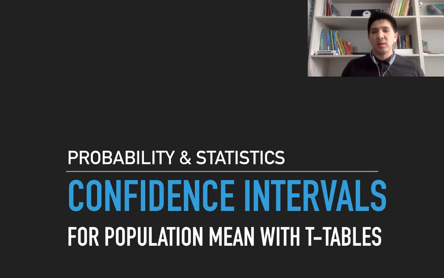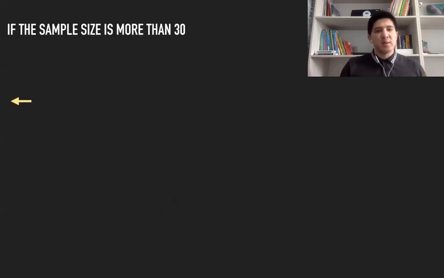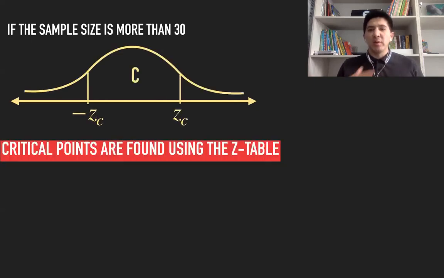In this lecture, we're going to discuss how to construct the confidence intervals for population means using so-called T-tables. Last time we already discussed this topic. We said that if you take samples with the size more than 30, then we can calculate the mean. And the distribution of those sample means is normal, and this helps us to calculate the interval. Knowing the confidence level, we can calculate the critical points and use these critical points in order to construct the intervals.